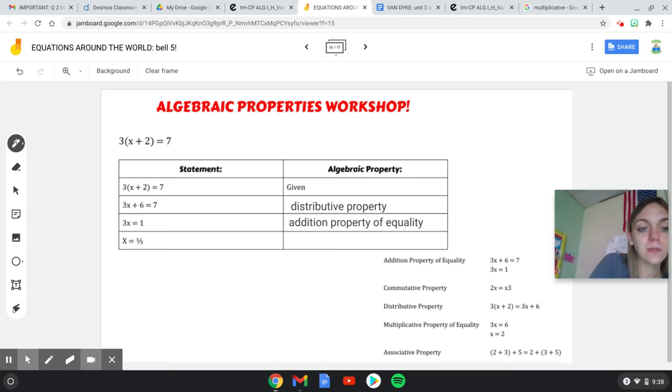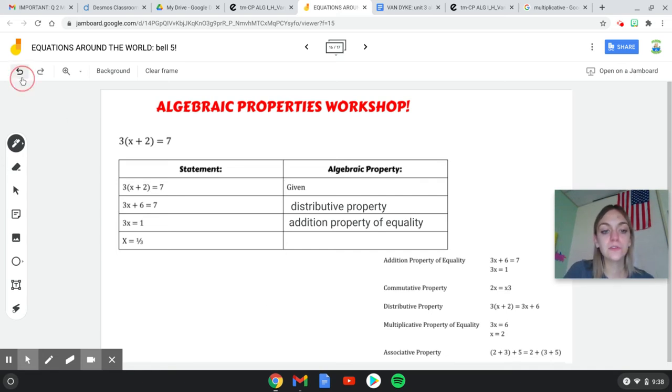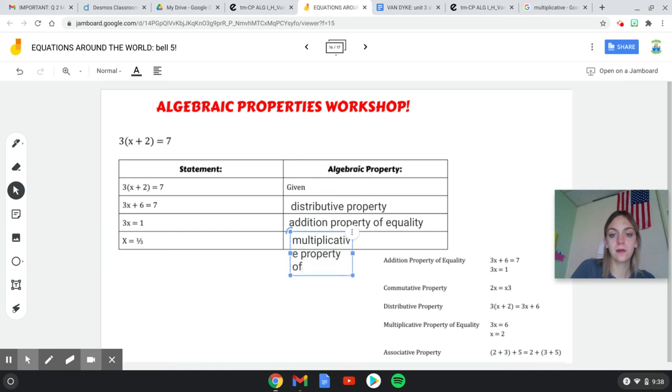Because if we could write it like this, 3 over 1, and then the reciprocal is 1 over 3. The reciprocal means we're flipping the numerator and denominator. So we are going to use the multiplicative property of equality here, because we are multiplying by 1/3.